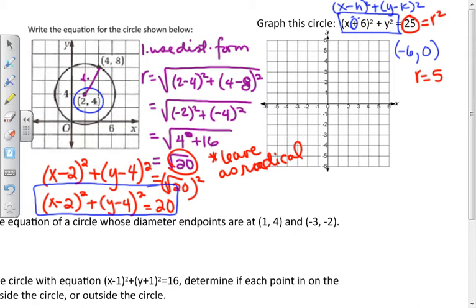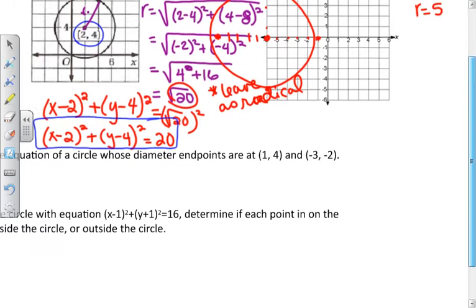So to graph it, I have negative 6, 0, and then it's a matter of simply counting my radius in five units in each direction. Go straight up. 1, 2, 3, 4, 5. Again, 1, 2, 3, 4, 5 in the other directions. Bad graph. And connect the dots to graph your circle. Not an exact science, but it works.